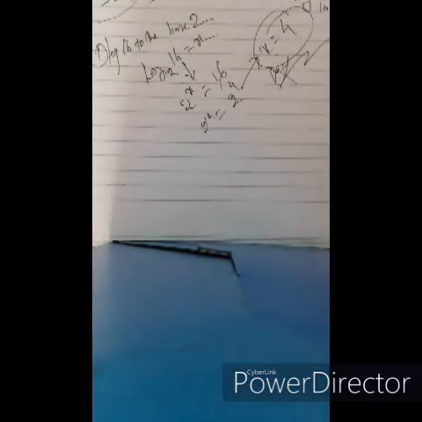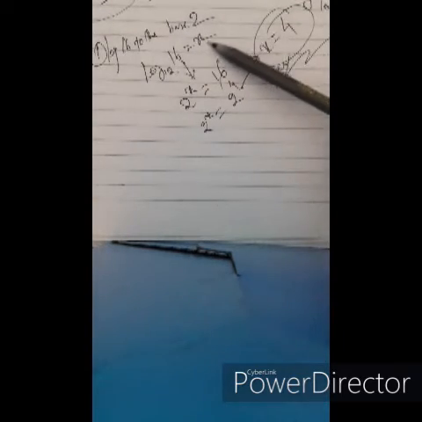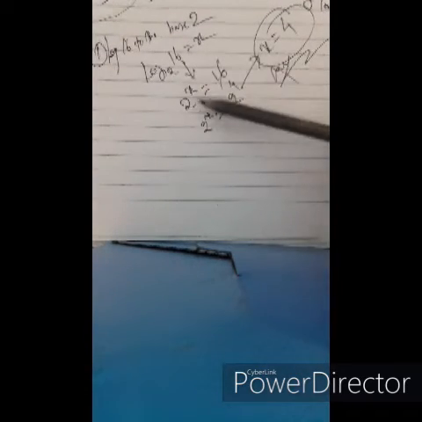Log 16 to the base 2, we will take it as x, and 2 to the power x equals 16. Therefore 2 to the power x becomes equal to 2 to the power 4, and x is equal to 4.